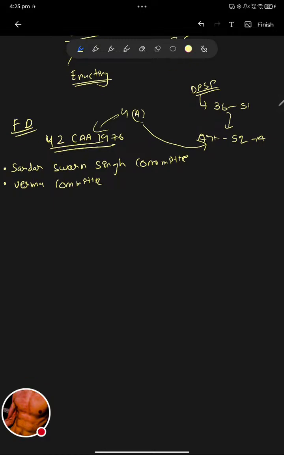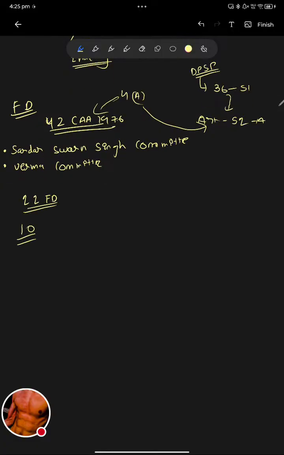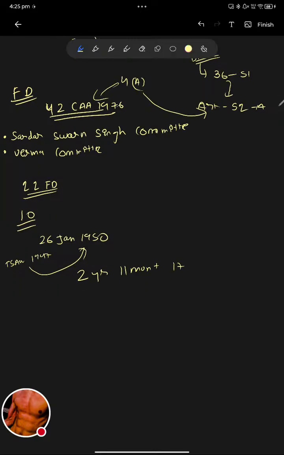So there are in total 11 fundamental duties in the Indian Constitution, and 10 of them were made during the independence period. Actually, when the Constitution was made, as of 26th January 1950, because our independence was on 15th August 1947, this whole 2 years 11 months and 17 days was spent on making this Constitution. And during this time we also made some fundamental duties.